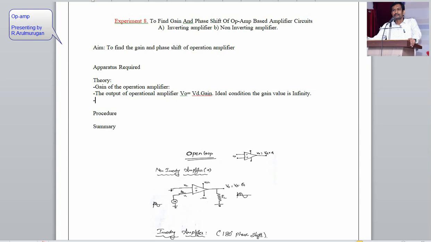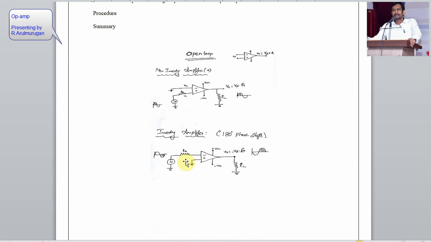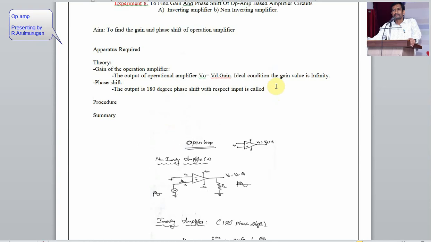The second one is the phase shift. What about the phase shift? If the output is 180 degrees phase shifted with respect to the input, that is, where the input is positive the output is negative, that is a 180-degree phase shift. That is called an inverting amplifier.